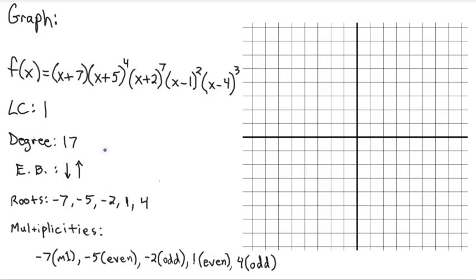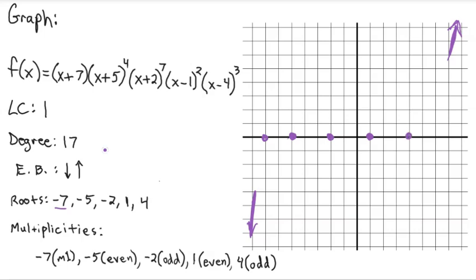And so basically this graph is going to look something like this. It's going to be pointing down on the left, and it's going to be pointing up on the right. Okay, down on the left and up on the right. Okay, we're going to go ahead and mark the roots. We got negative 7, which is right here. We have negative 5, which is right here. We have negative 2, which is right here. We have 1, which is right here. And then we have 4, which is right here.